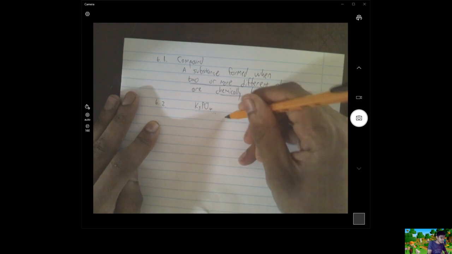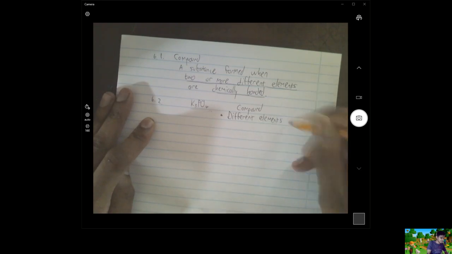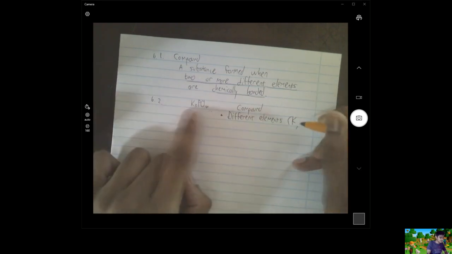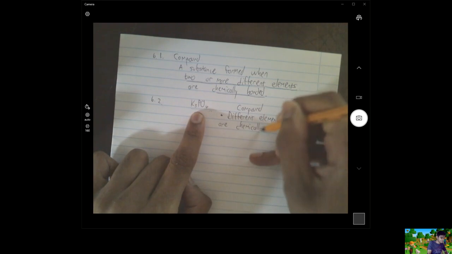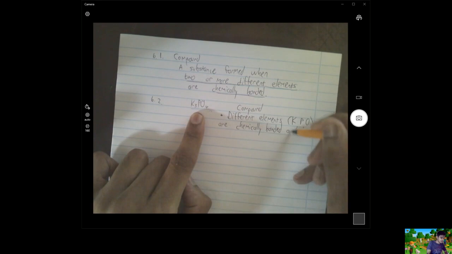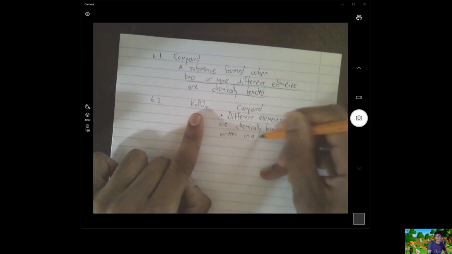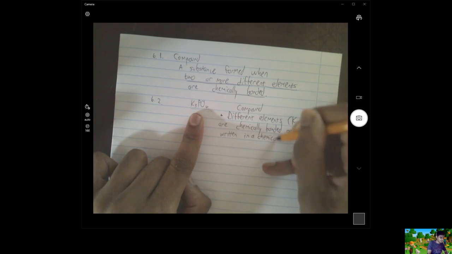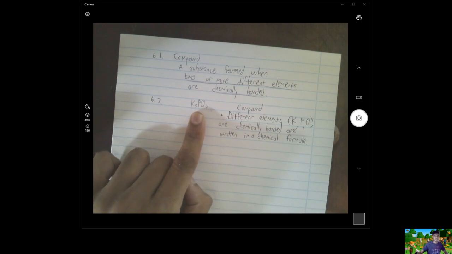It is a compound because different elements, and what are those different elements? Potassium, K, phosphorus, and oxygen are chemically bonded. How do I know they're chemically bonded? They are written in a chemical formula. And that's a good enough reason.